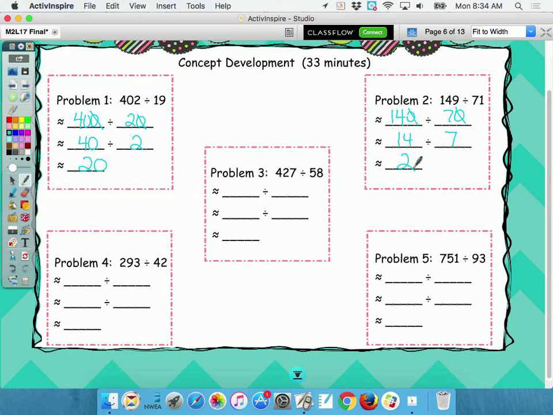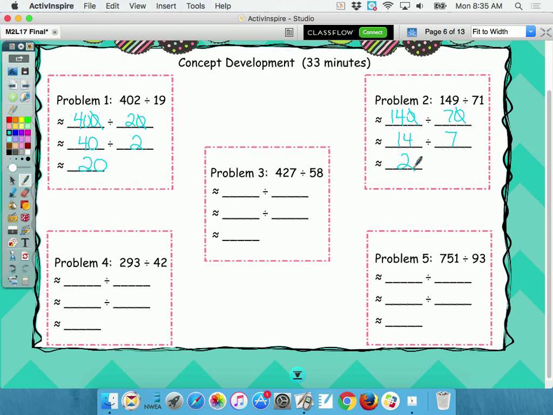Now why do I have to slightly adjust it from 150 to 140? Because I don't want a remainder. Okay? This is very hard for 5th graders. I don't know why, it's very difficult. So let's look at problem 3.